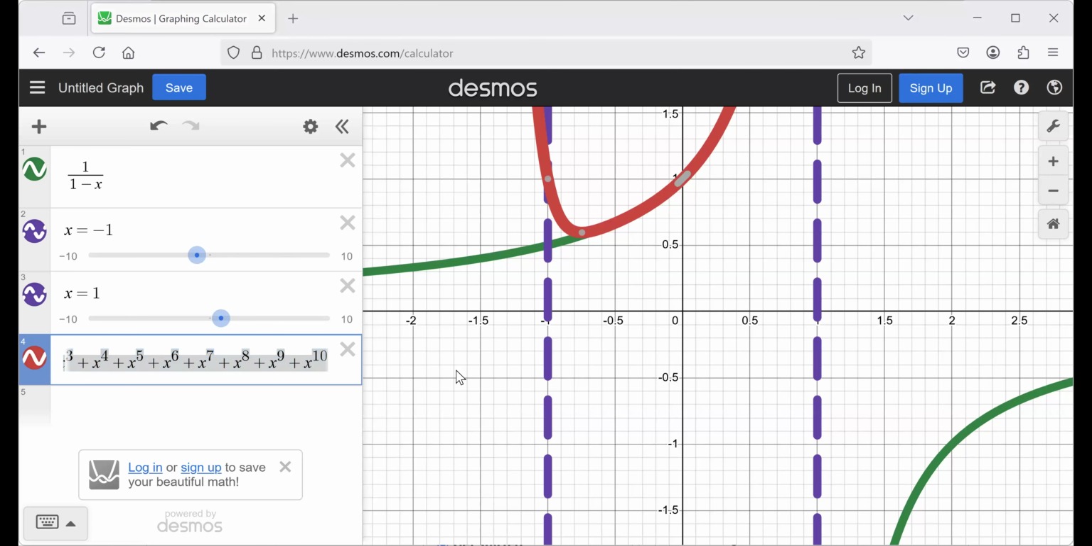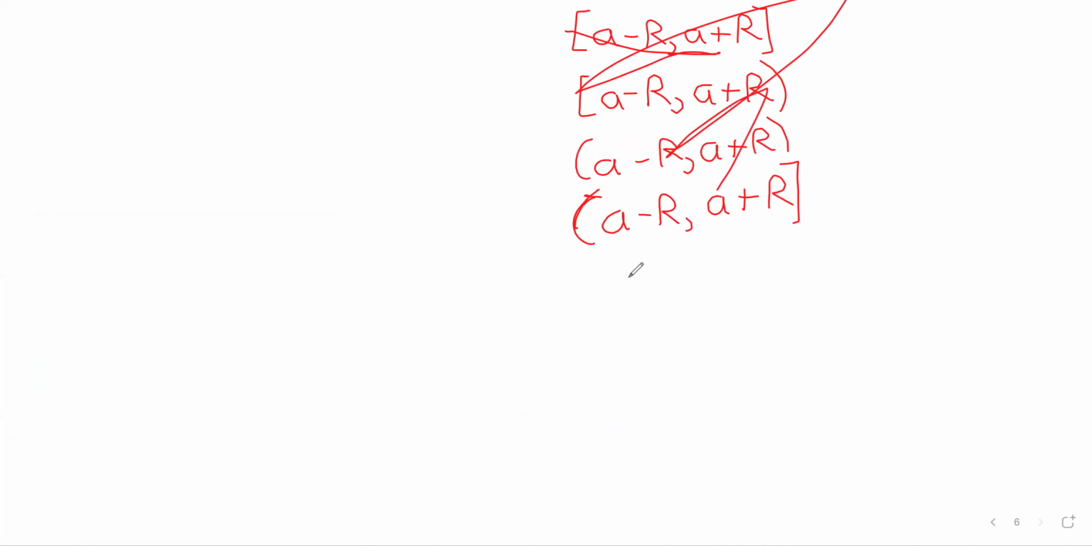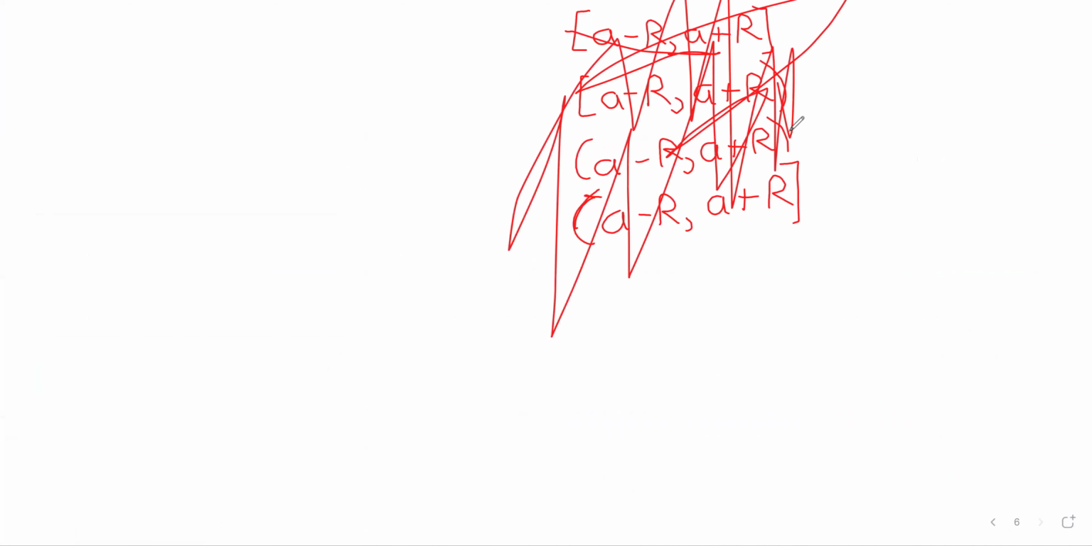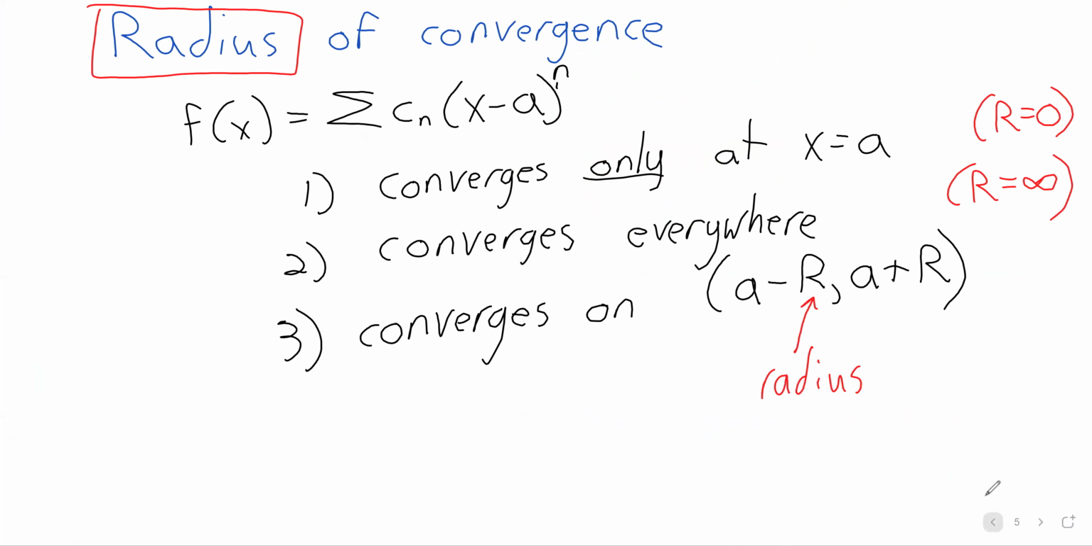So because of that, none of this really matters in an applied setting. What matters is that we either have convergence essentially nowhere, we have convergence everywhere, or we have convergence on an interval.